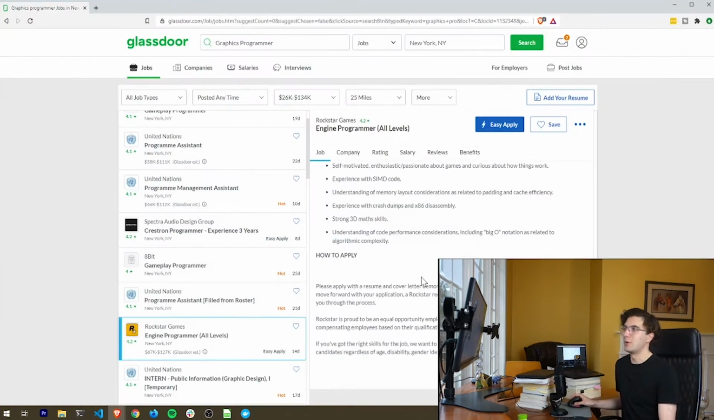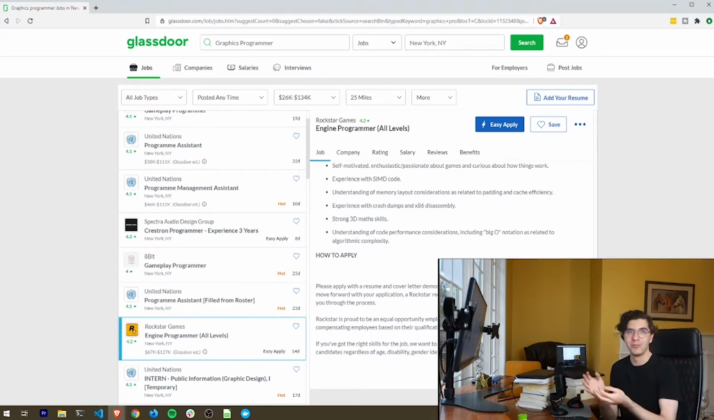So here we have a job posting by Rockstar Games. I'm pretty sure they make GTA, so they're a big company. This is what they're looking for in an engine programmer. So this is probably someone who works on their game engine, and the game engine powers the visuals of the games that they make. So here we have self-motivated, understanding of memory layouts.